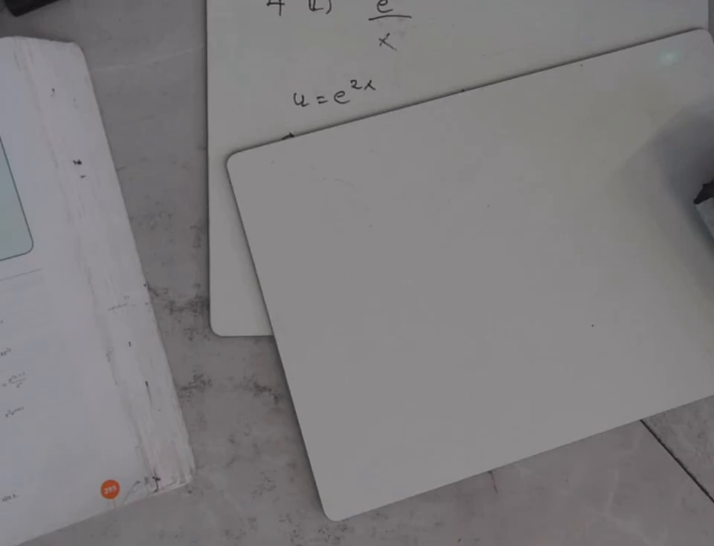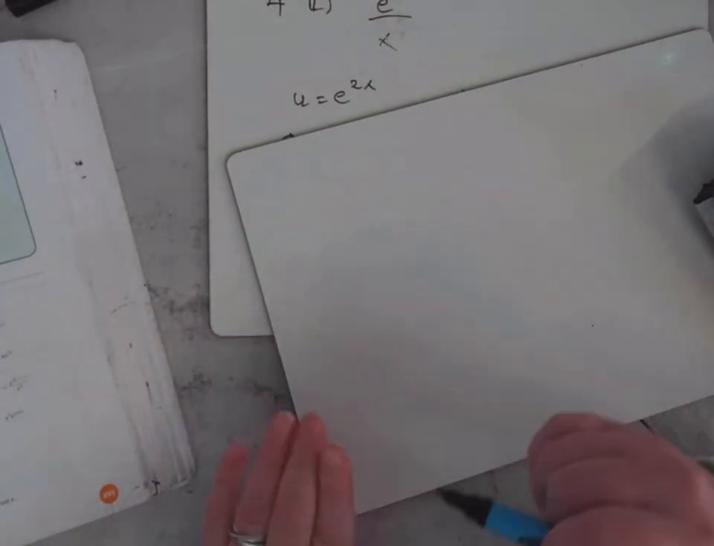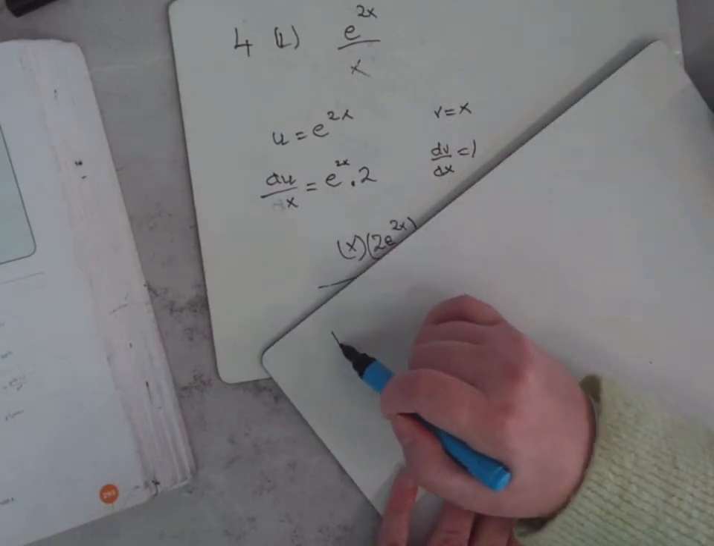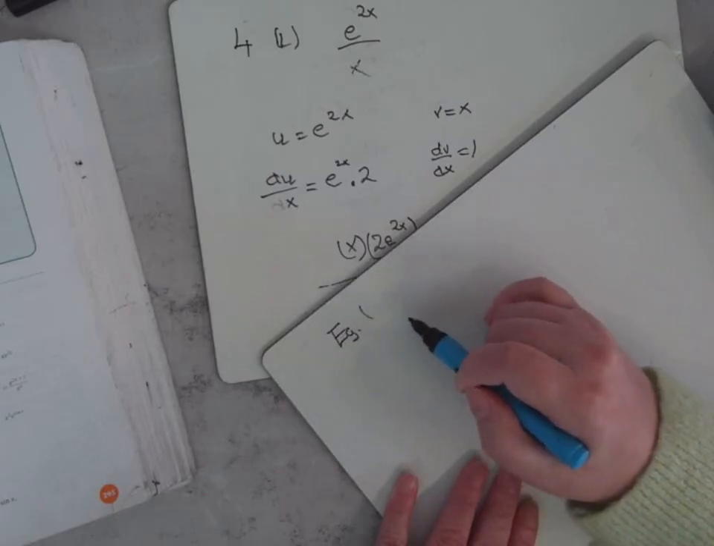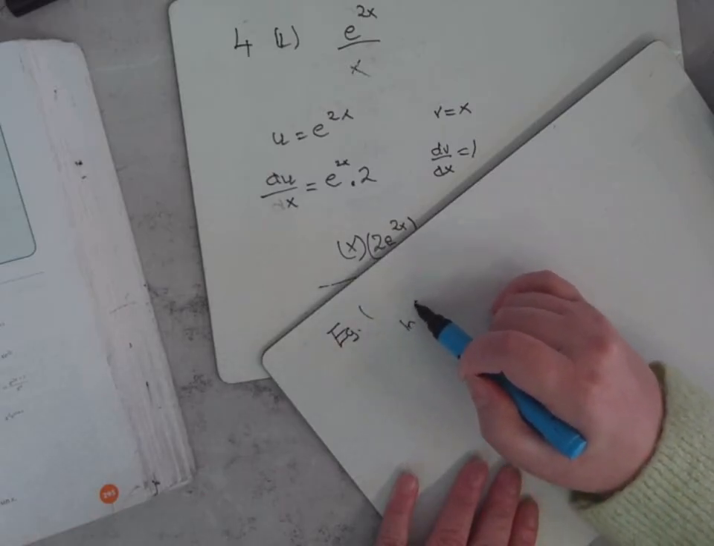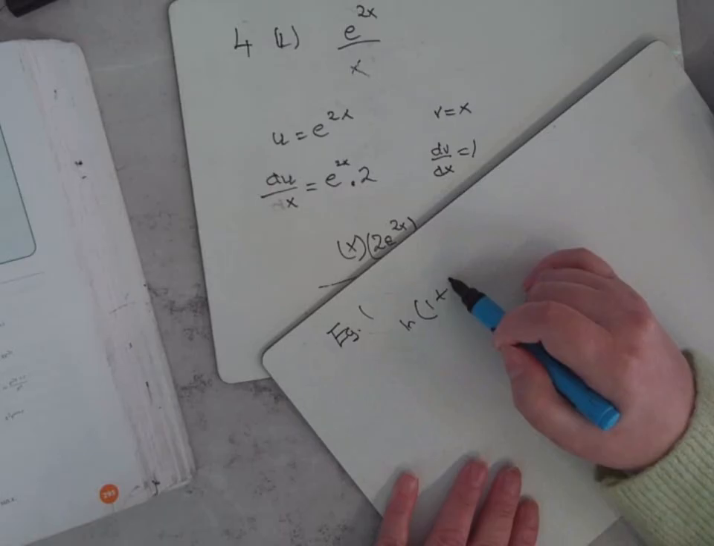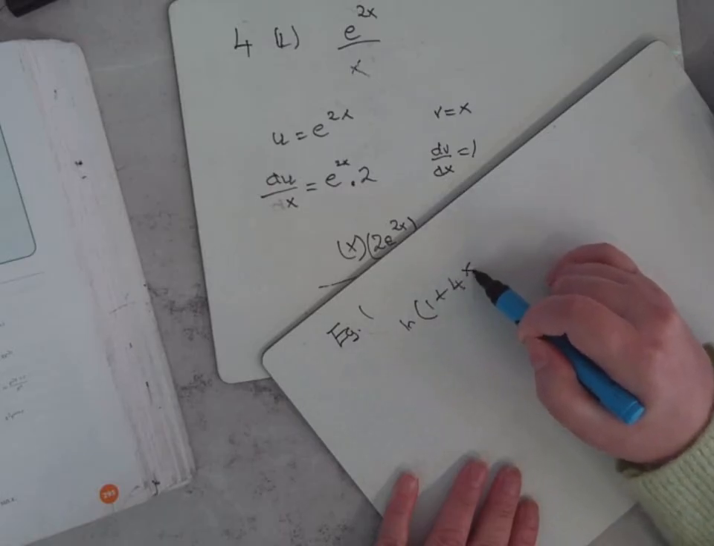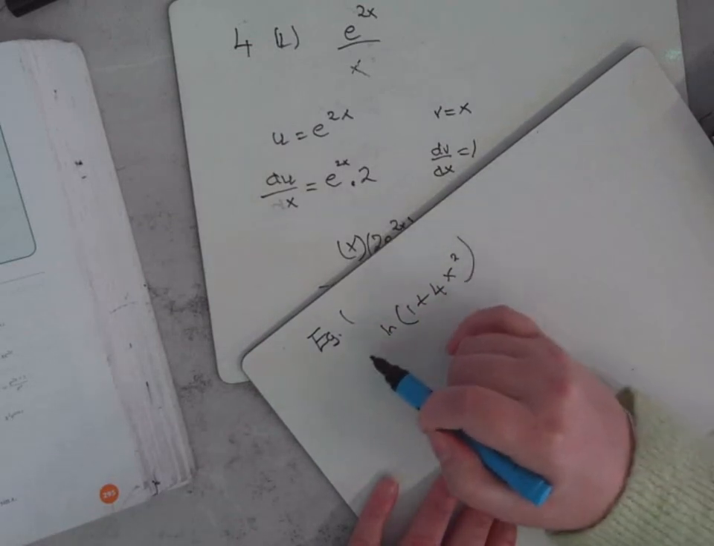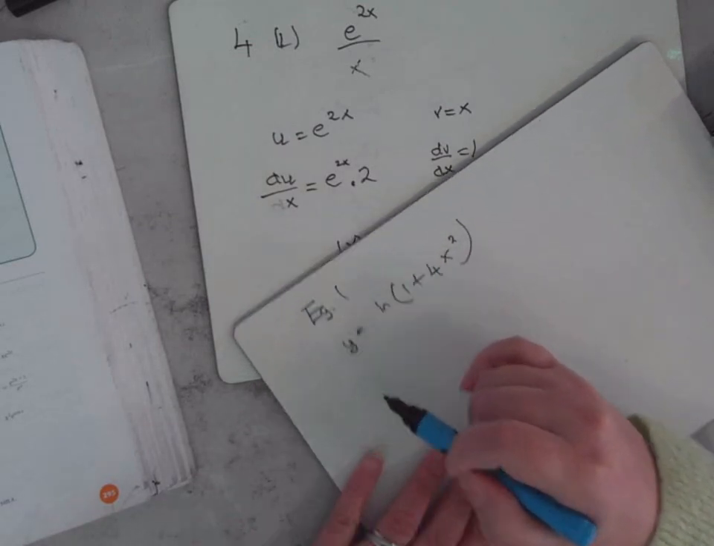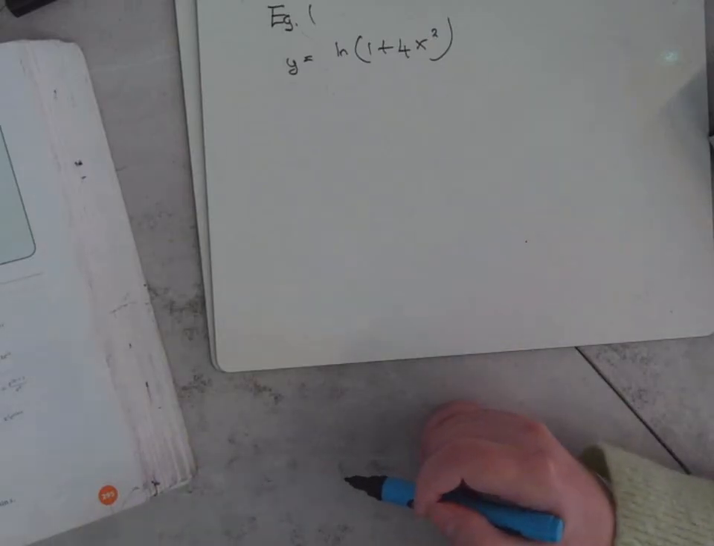Right, if you just write down example 1, and then I'll write down the rest of them in a minute, as we're going through them. So, example 1, and that's all ln. So, example 1, ln of 1 plus 4x squared. Is that what it is? Yeah, okay. Right, so y equals, just example 1 written down.